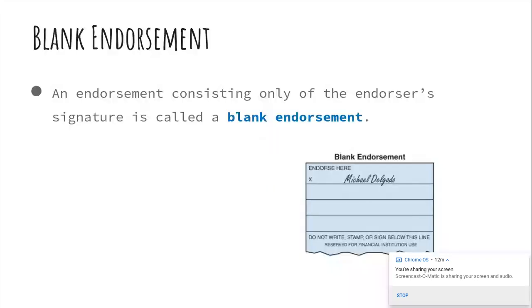Okay, so let's see what a check endorsement is. There are different kinds of check endorsements. This check endorsement is a blank endorsement. This is an endorsement consisting only of the endorser's signature. It's called a blank endorsement. So Michael Delgado got a check written to him and he deposited it into his account. So he just signed his name on the back and deposited it into his account.